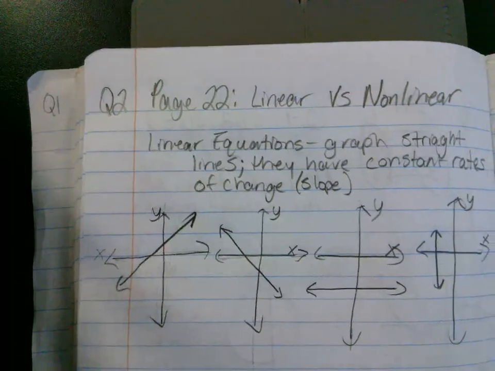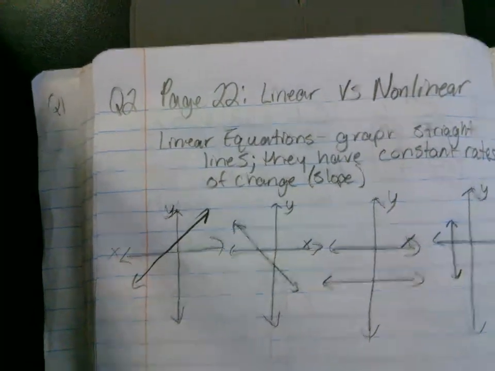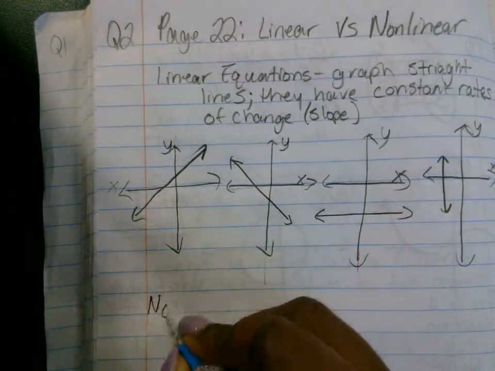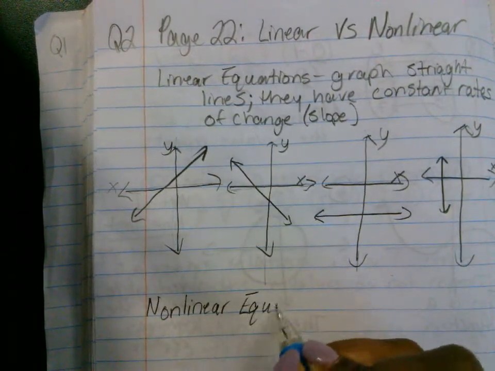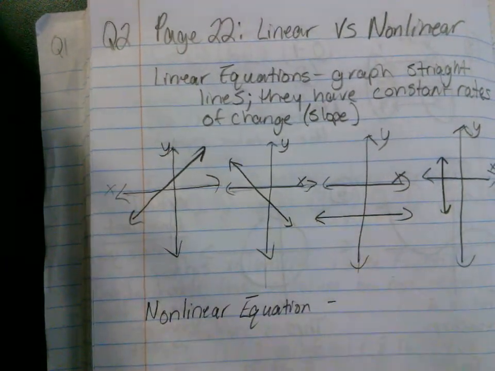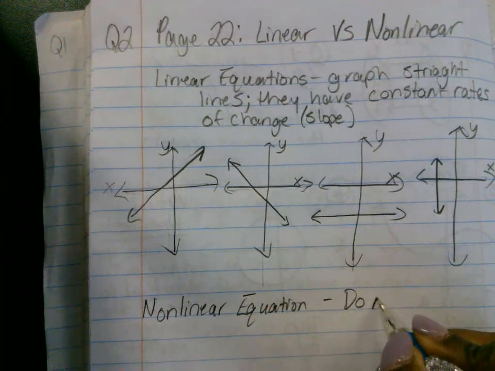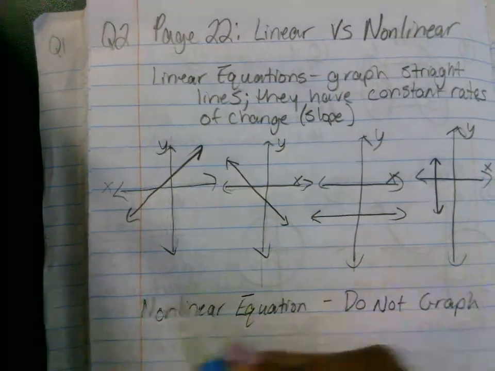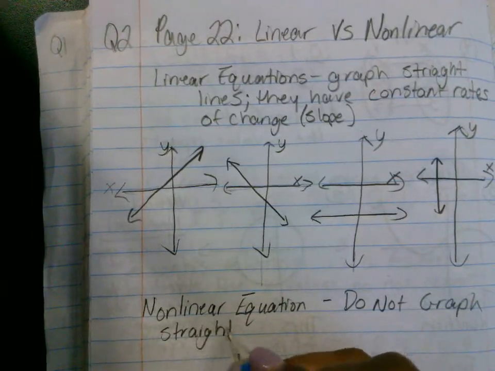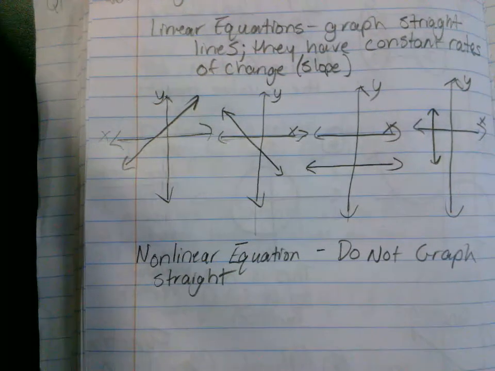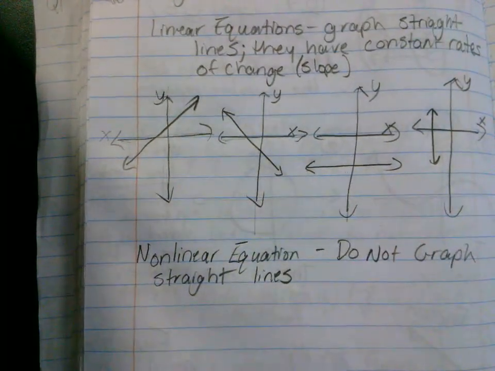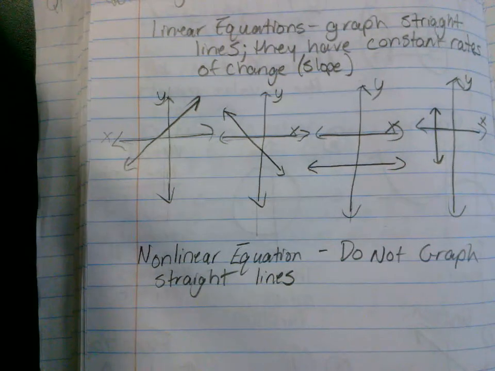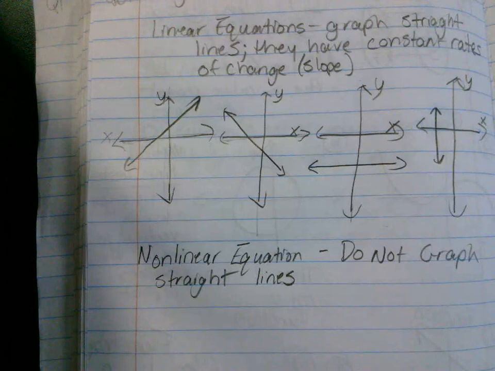Nonlinear equations are equations that do not graph straight lines. So now we have nonlinear. Equations that do not graph straight lines. There's no constant rate of change in these examples. These are classified as nonlinear when it doesn't graph a straight line.